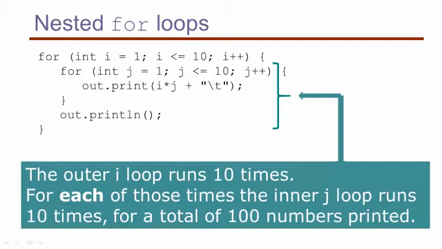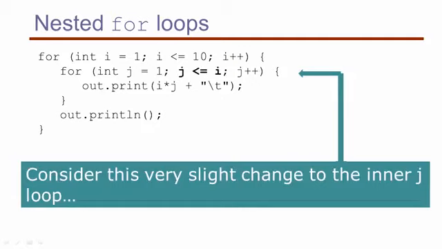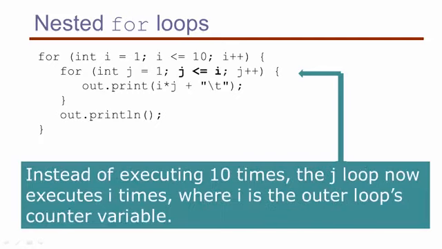Now, let's consider this slight variation to our loop nest. In this code, instead of the inner loop executing while j is less than or equal to 10, it is executing while j is less than or equal to the loop counter variable i. Since i has a different value on each iteration of the outer i loop, the inner j loop iterates a different number of times. When i is 1, the j loop iterates only once.